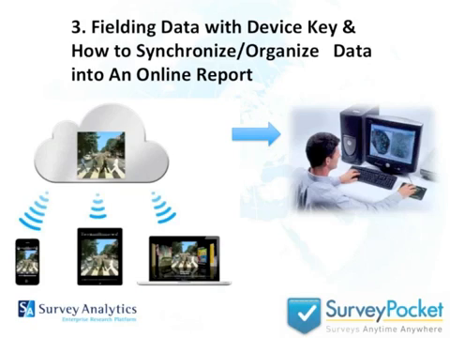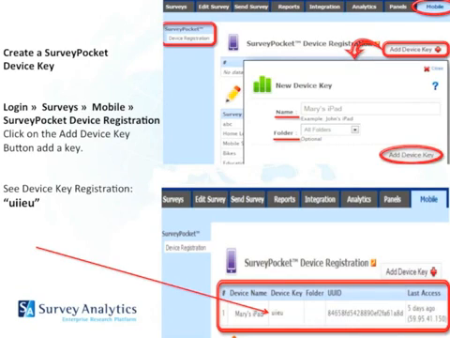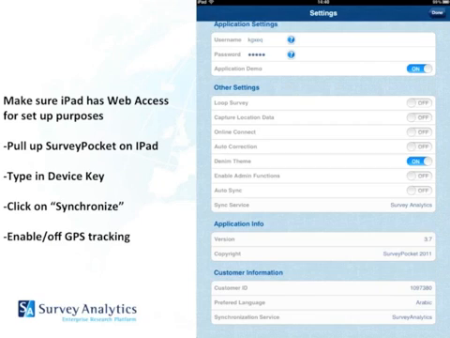Okay. After we've created our survey, then we're going to need to create a device key for SurveyPocket. And I'm going to show you behind the scenes on that in just a second. We want to make sure the iPad has web access for setup purposes. We want to pull up SurveyPocket on the iPad. We want to type in that device key. We want to click synchronize, and we want to enable or disable GPS tracking based on your preferences.